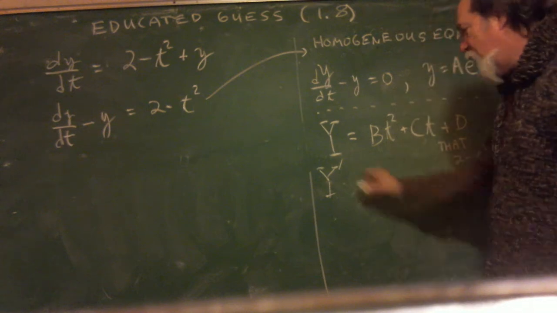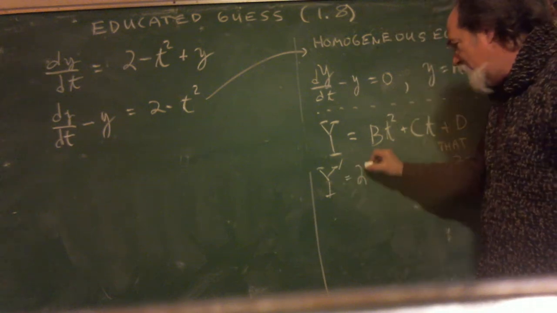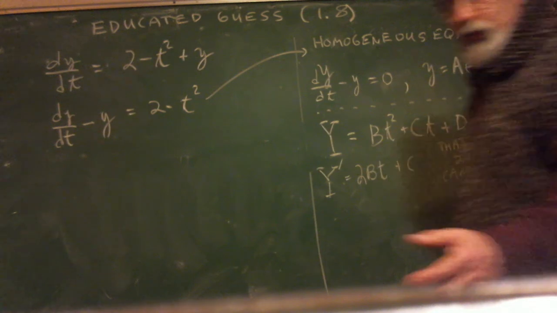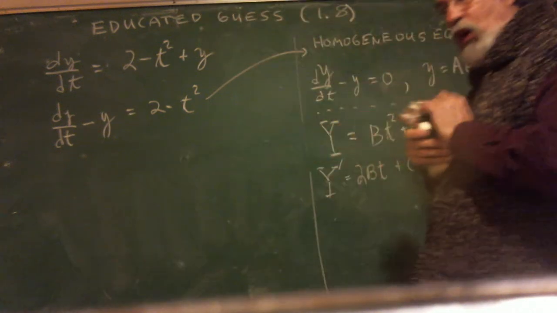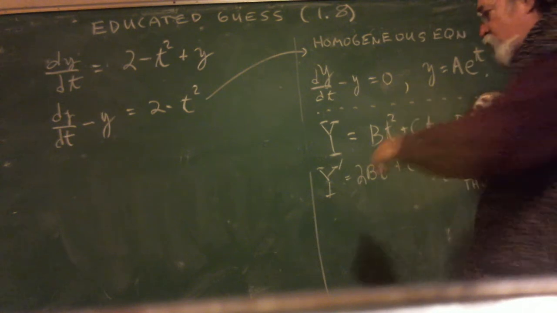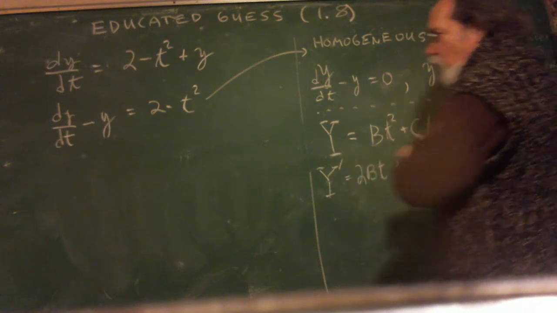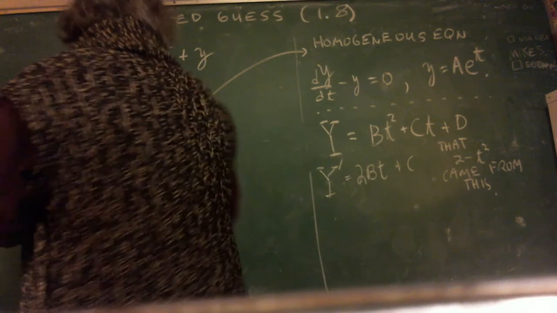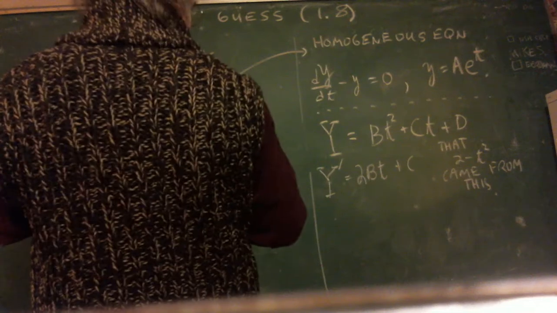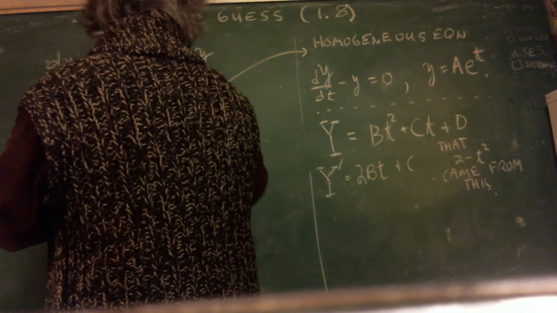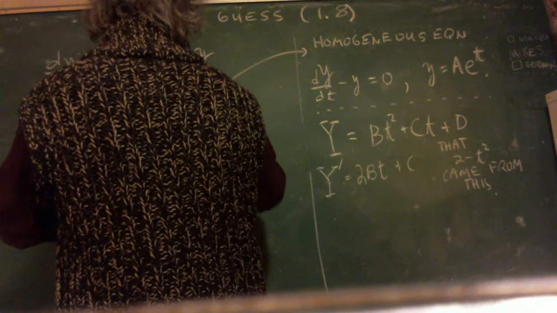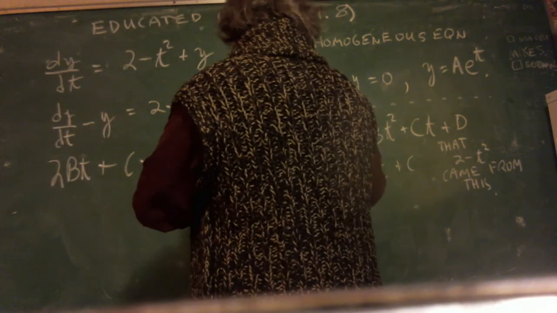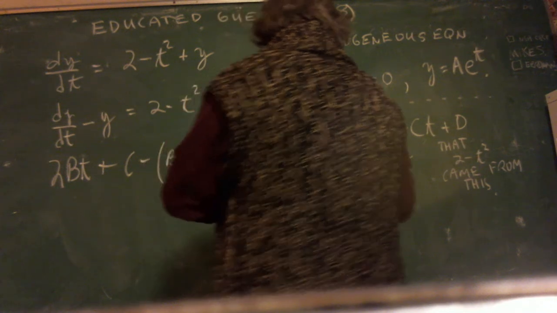So you call it big Y prime, and that's 2bt plus c. Groovy? Just a regular old derivative. All right, so now I'm going to do y prime minus big Y. And that's going to be 2bt plus c minus the quantity bt squared plus ct plus d, and that's equal to the 2 minus t squared that we had before.